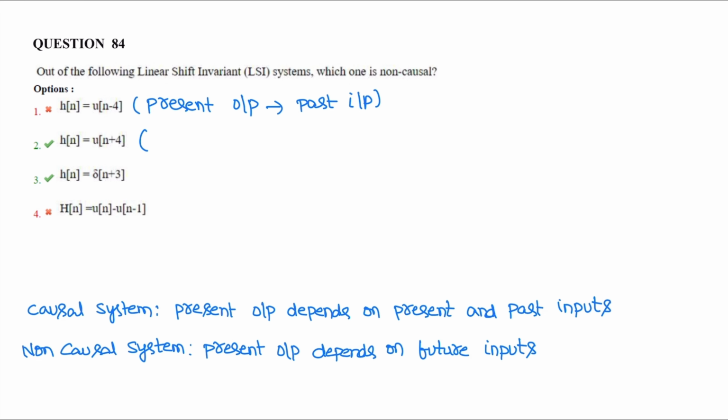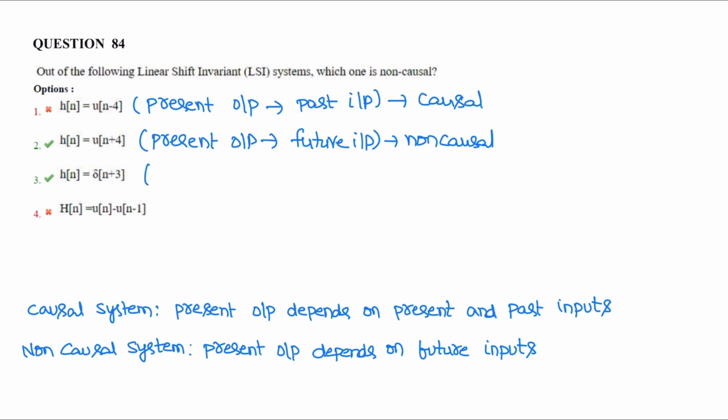Here put n equal to 0. H of 0 is u of plus 4. So present output depends on future input. So present output depends on future input is a non-causal system. Present output depends on past input is a causal system. Similarly, h of n is delta of n minus 3. Here also present output depends on future input.